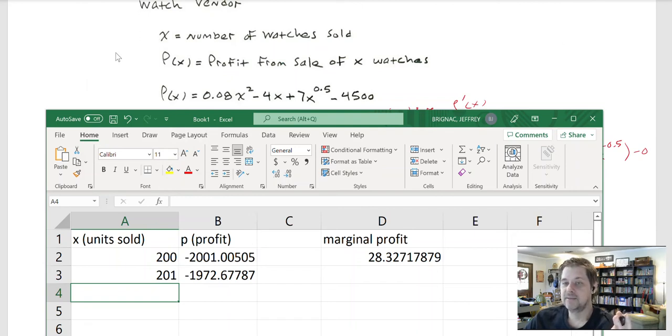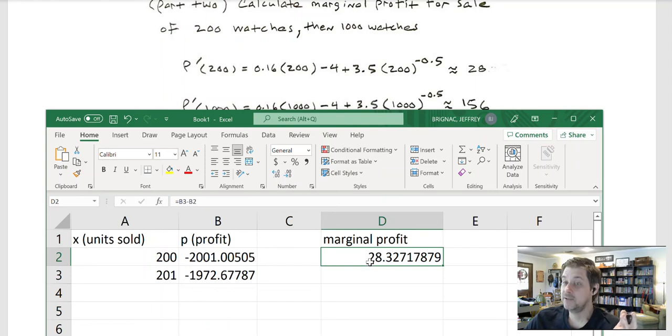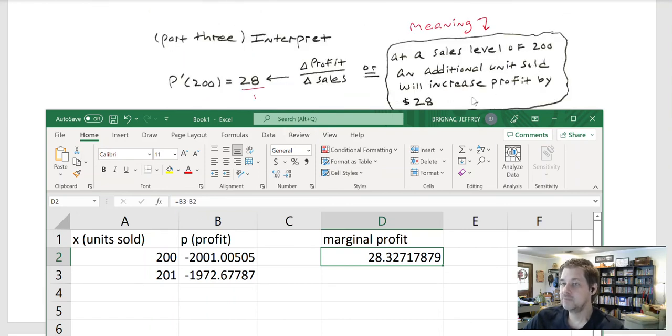But look at this. As I compare my profit at a sales level of 200 versus my profit at a sales level of 201, look at what the difference is. This number right here is the profit level at 201 minus the profit level at 200. And look what it is. It's 28. That's about the number I got. How would you interpret this? If the sales go from 200 to 201, the profit increases by $28. It might be negative, but it went up. It became less negative by $28. So we haven't even broken even yet at a sales level of 200. But I got the number. I showed you that that's true. At a sales level of 200, an additional unit sold will increase profit by about $28.